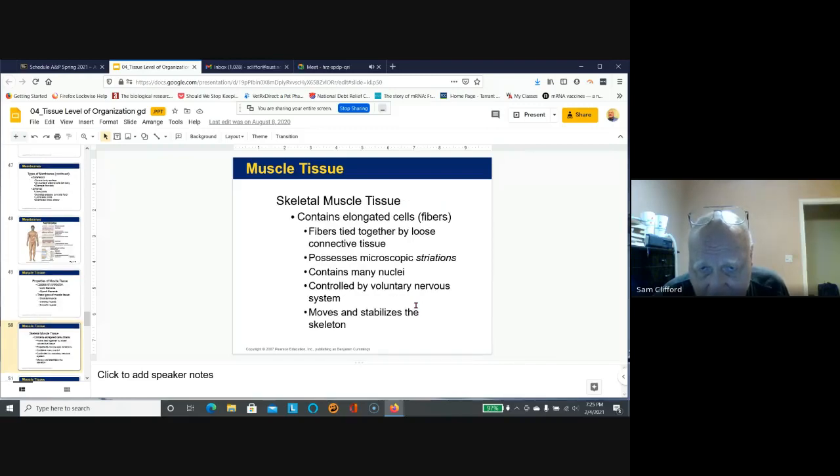So skeletal muscle tissue, it's also called voluntary muscle tissue. If we look at the characteristics, it has long fibers that can contract. We'll talk about striations in a moment. It's controlled by the voluntary nervous system, and it moves and stabilizes the skeleton.